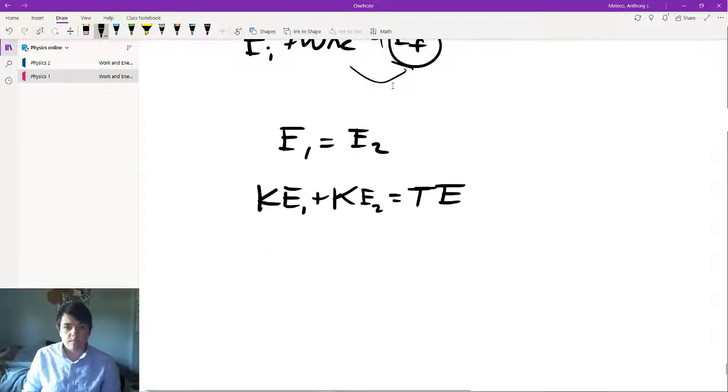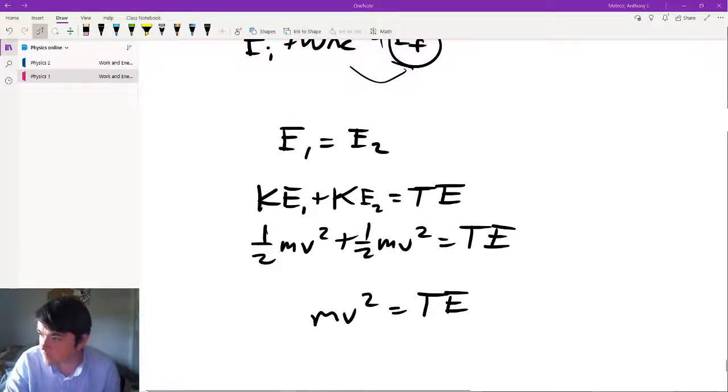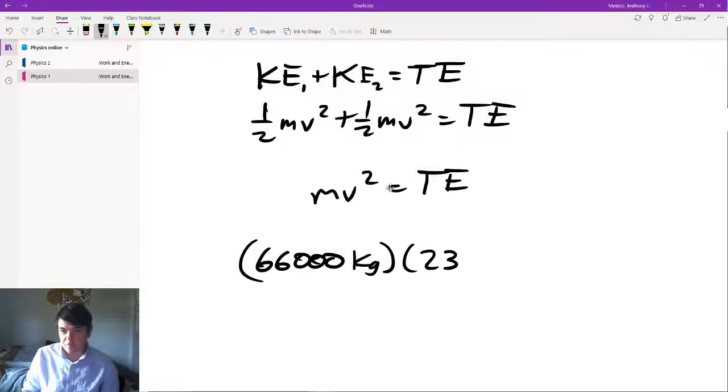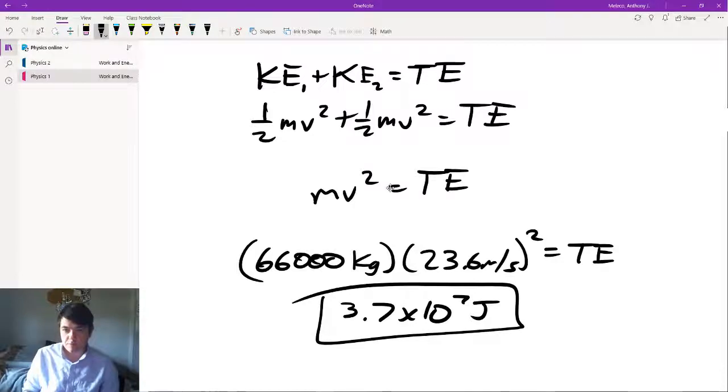So you get 1/2 mv squared plus 1/2 mv squared equals thermal energy. And they have the same mass and the same velocity, so these add together. And so all we need to do is basically multiply and solve. So 66,000 kilograms, right? Times 23.6 meters per second, that's squared. So this is 3.7 times 10 to the 7 joules of energy released.